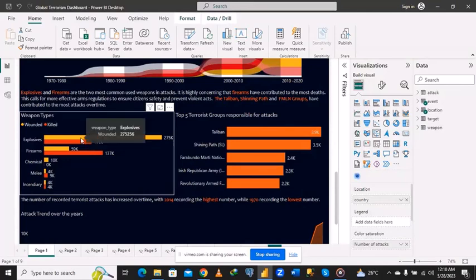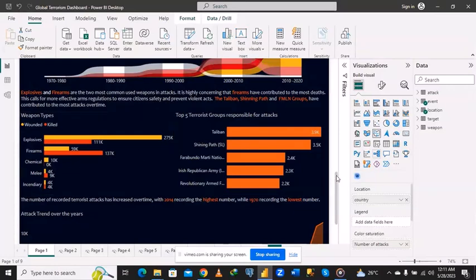And you could see clearly here that for the wounded legend, explosives have contributed to 275,000 injured victims, while firearms have contributed to 59,000 injured victims. This calls for more effective arms regulation by governments to ensure that citizens are safe and that violent acts are prevented.